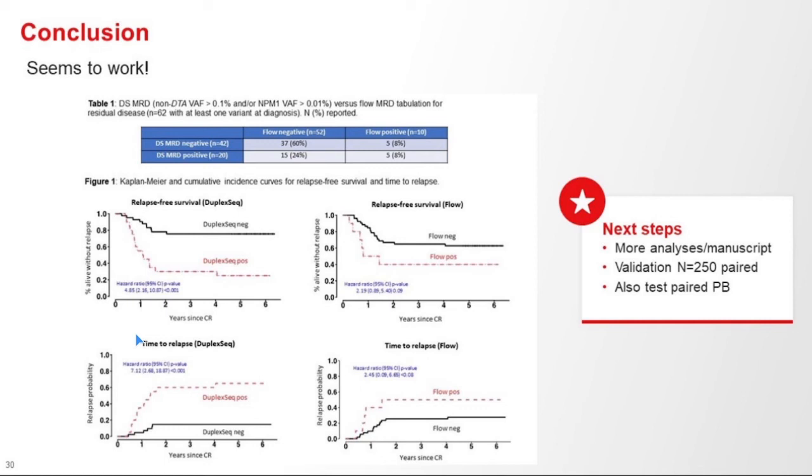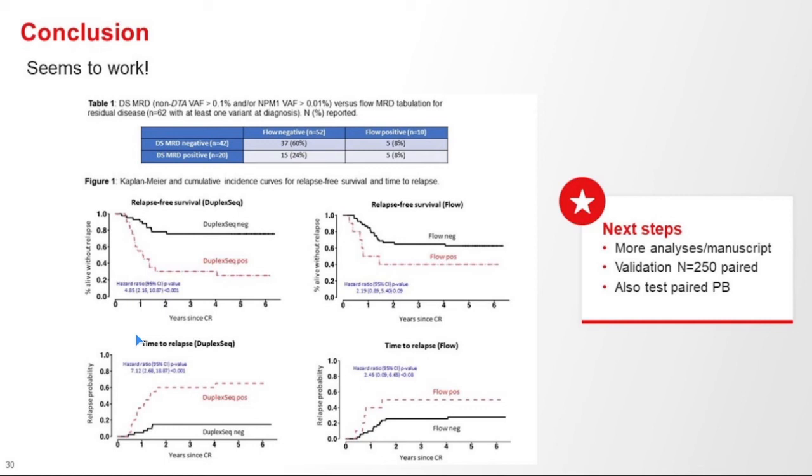What we're doing now is validating this with another 250 patients with paired samples, which also have paired peripheral blood, because what we'd like to do, obviously, is get to the point we are in monitoring in CML where we never do bone marrows anymore. And I think that some of the sensitivity of these assays are getting to the point where I would not be surprised if peripheral blood carries today.